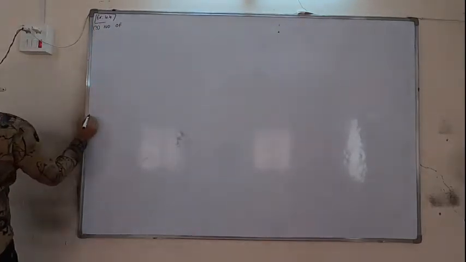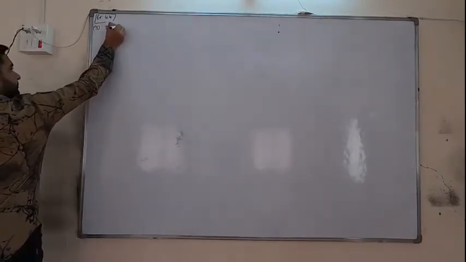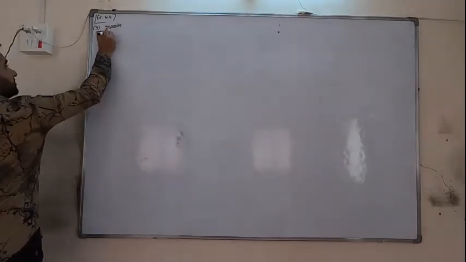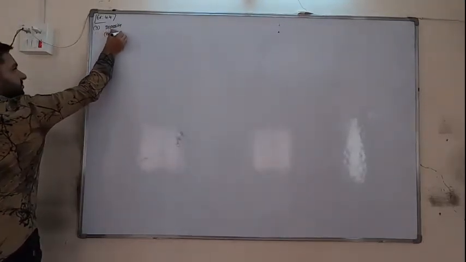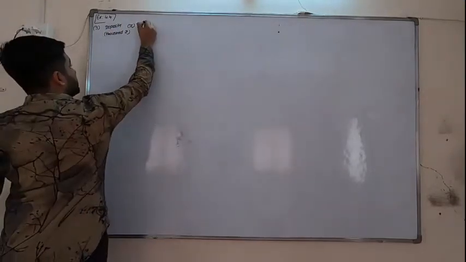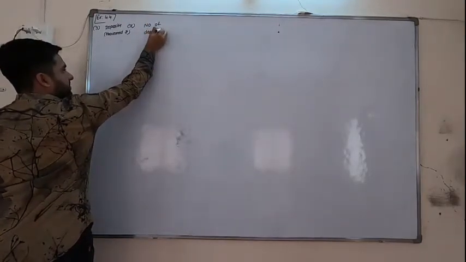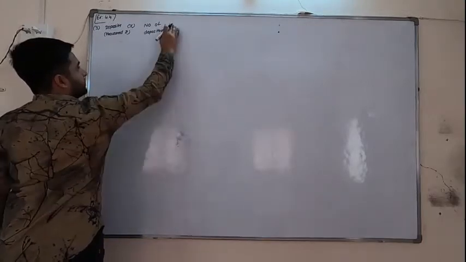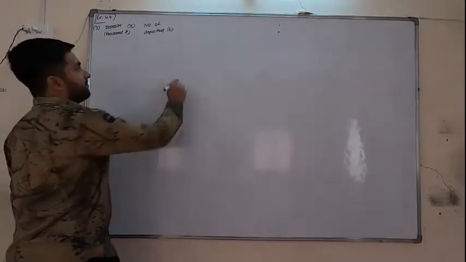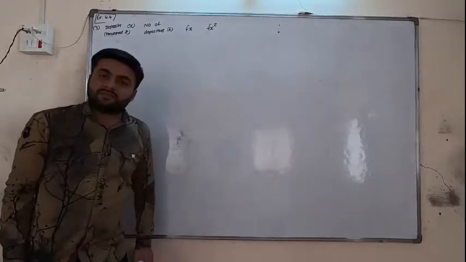Deposits in 1,000 rupees. This is our x. The first column is always x. Number of depositors is f. So the first column is x, the second column is f. We need fx for the mean and fx square for the standard deviation.